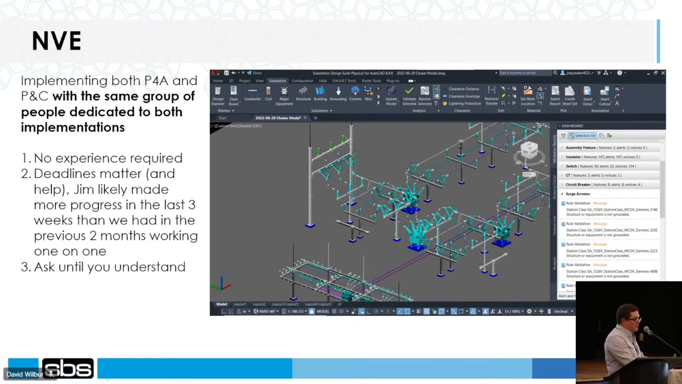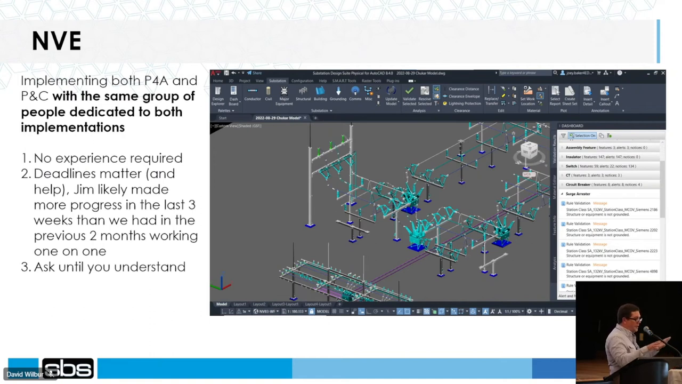I think that does speak to, from a substation technology perspective, that with the P4A technology, quite frankly, we're just running circles around what we've been able to do over the last 10 years working with various organizations to implement substation design technology. To get to a place within just 2 to 3 to 4 months where you can have these kinds of models, put together with your structures, your equipment, your data embedded directly into the application, really is remarkable. I say here no experience required. This is probably true of all of our customers, but was certainly true of NV Energy.